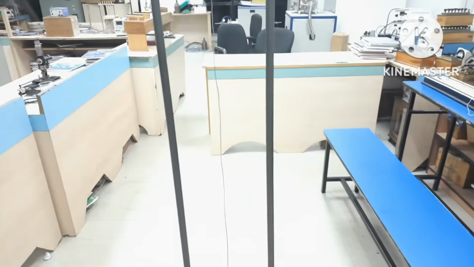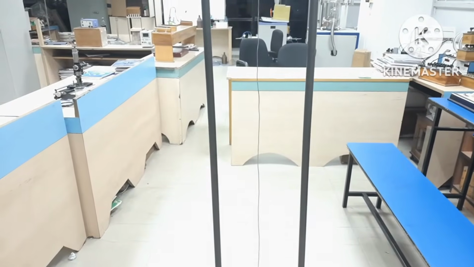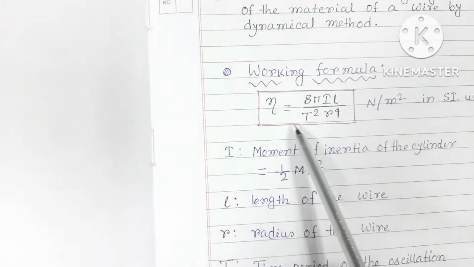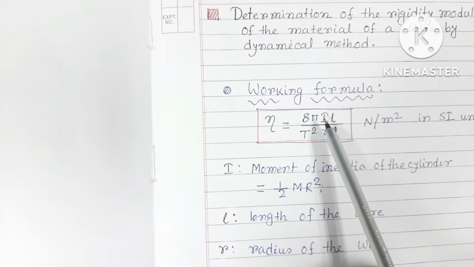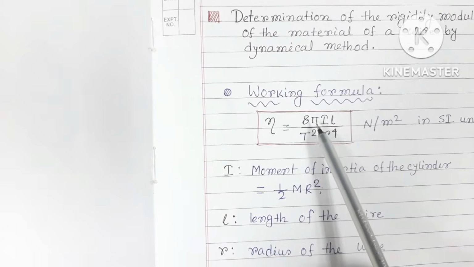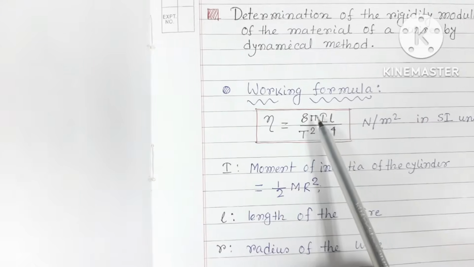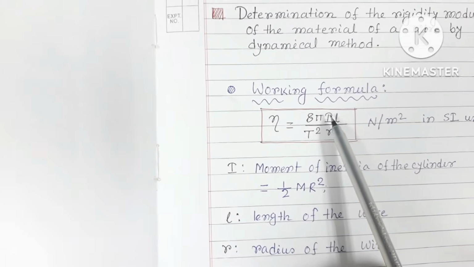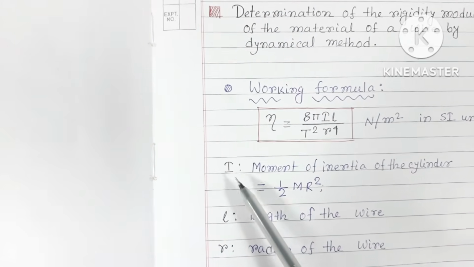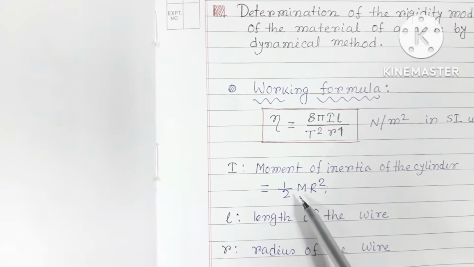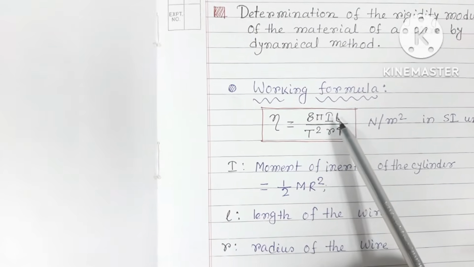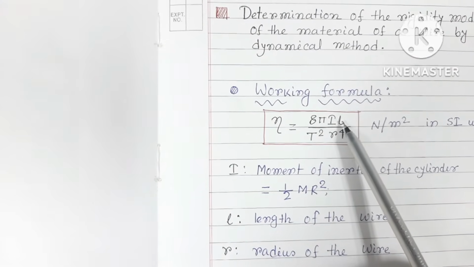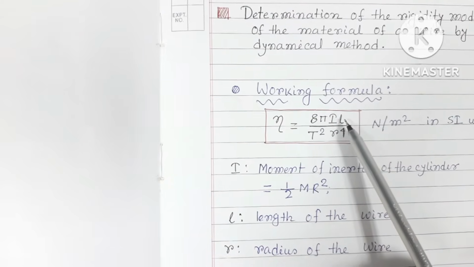So this is a very simple setup to find out the rigidity modulus. Now let's go back to our working formula to understand the parameters. Here you can observe clearly that the parameters are 8 pi I L, T square, r to the power 4. This I is the moment of inertia of the cylinder, the metallic cylinder at the bottom of our instrument, and we know that the moment of inertia of that cylinder is equal to half m R square, where m is the mass of the cylinder and R is the radius of the cylinder. The next parameter is small l. Small l is nothing but the total length of the wire.